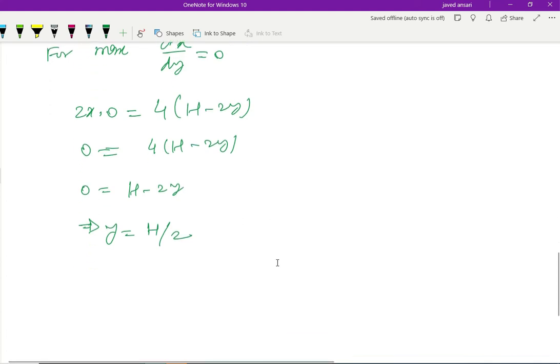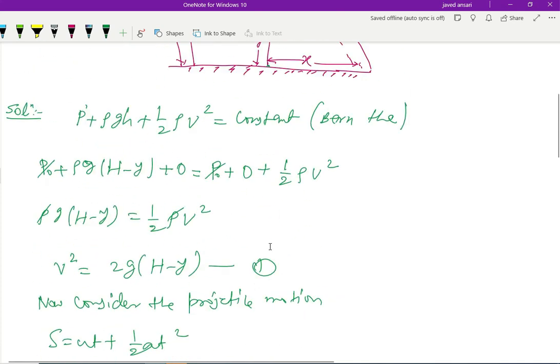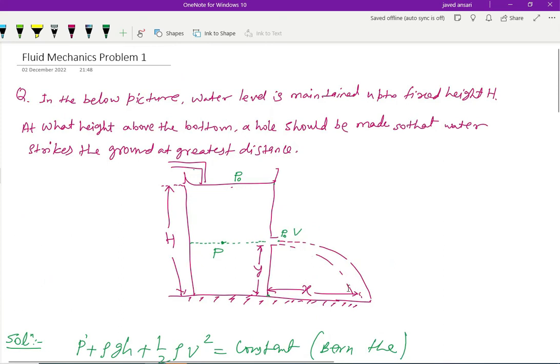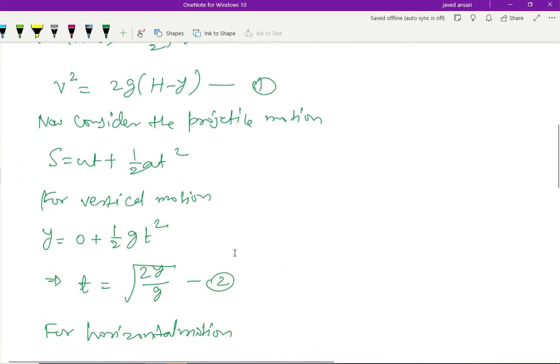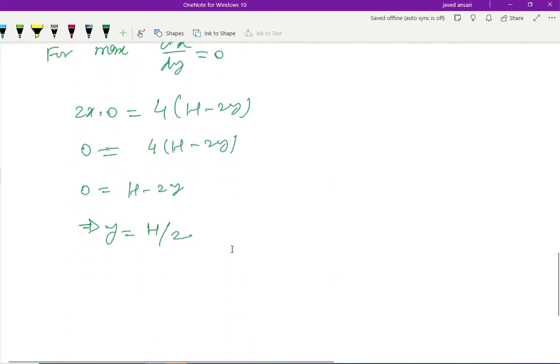This is what I had said at the start. From the symmetry of this problem, we can say that the water will strike farthest when the hole is at the middle, which means y equal to h by 2. And now we proved this by applying the standard methods: water will strike the farthest point when the hole is at the middle of the vessel, at h by 2.